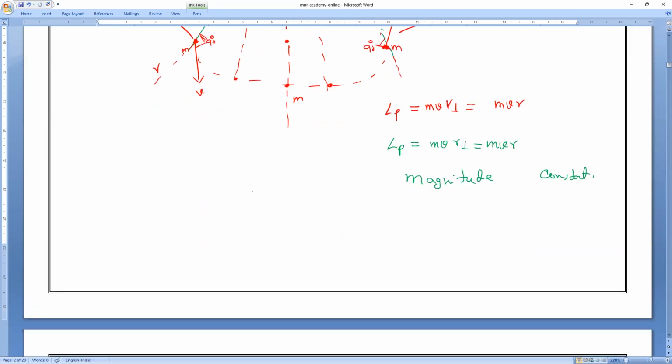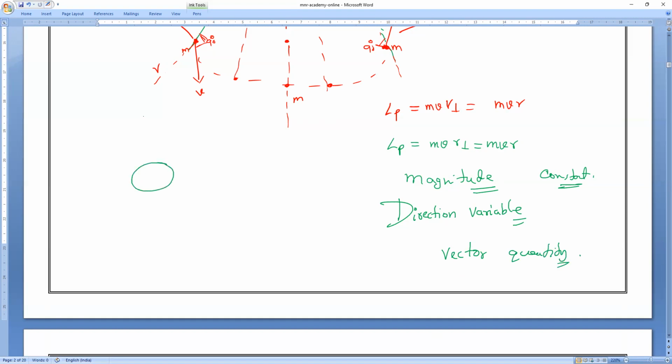We all know that angular momentum is a vector quantity or a scalar quantity? Everybody, it is a vector quantity. Vector quantity means it depends on both magnitude as well as direction. The magnitude remains constant, but its direction is variable. So because of this, it is a vector quantity.